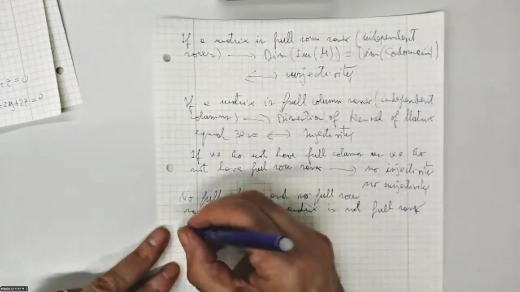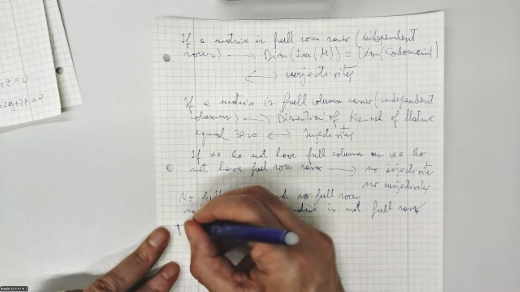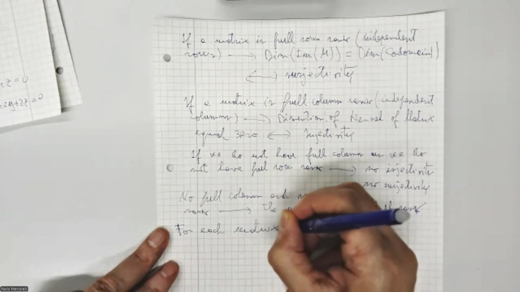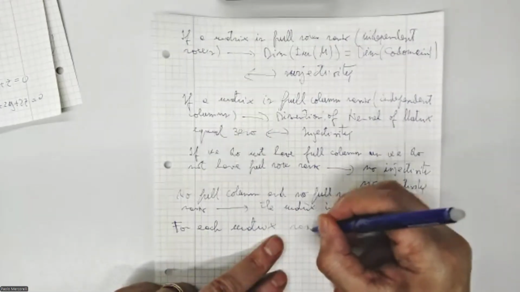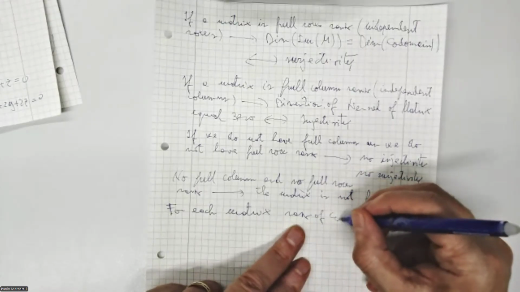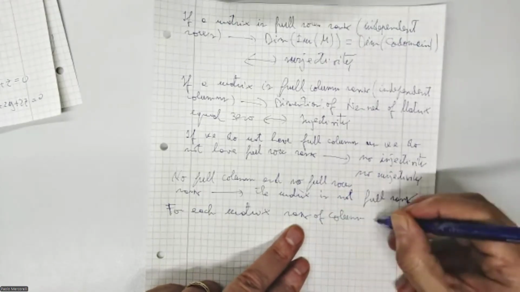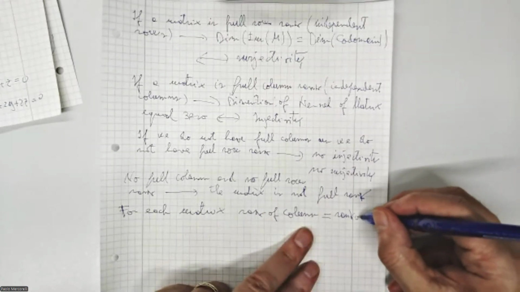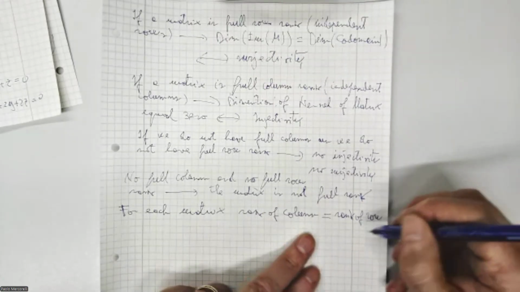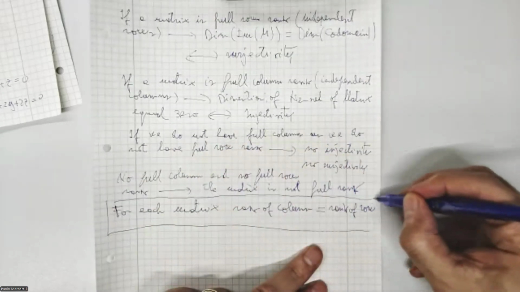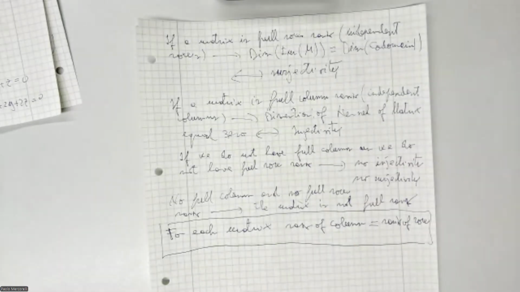But for each matrix, please pay attention. Rank, as you can see in the slide, rank of column equals rank of row. It's very important. For each matrix.